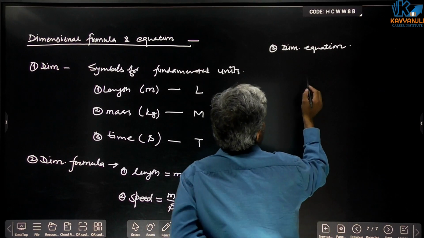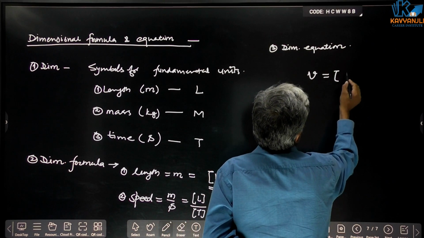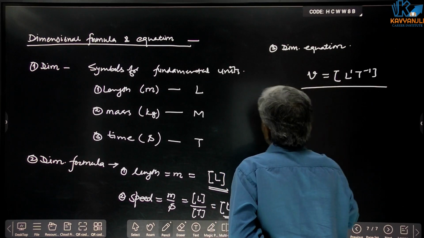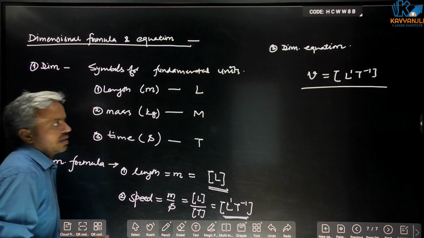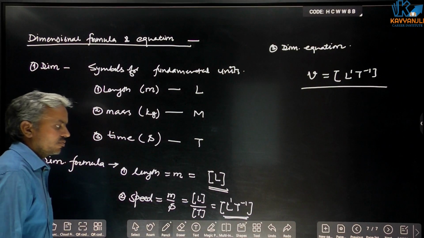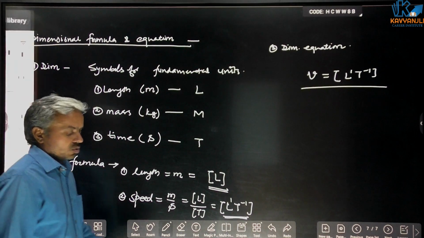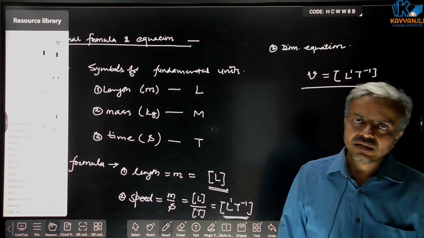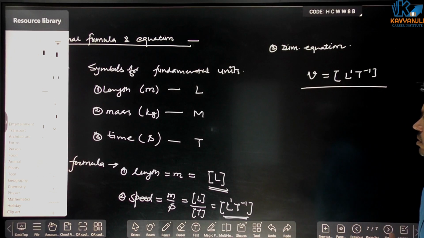So a dimensional equation is what you write this way: speed has the symbol V, and this will be L1 T minus 1. In this you have an equal to sign, so it is called an equation. The formula is just this part, L1 T minus 1. This is the dimensional formula of speed. When you represent any physical quantity, derived or fundamental, in the symbols of fundamental units, then it's called a dimensional equation.